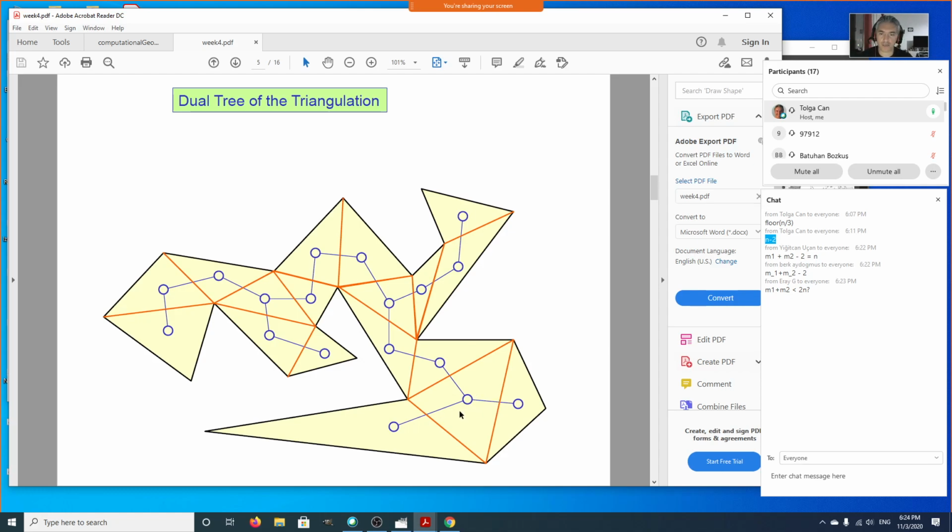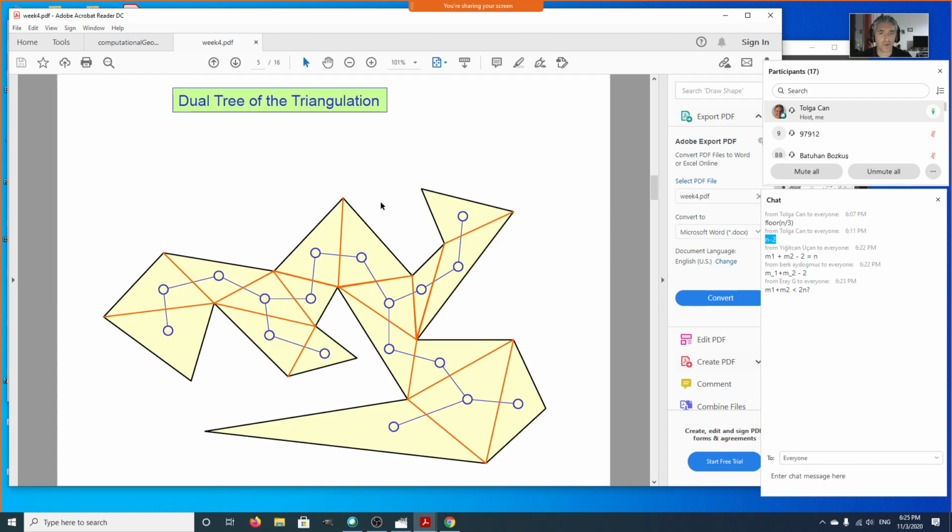For a simple polygon, this dual graph of this triangulation will always be a tree, and hence it's called the dual tree of the triangulation. There will be exactly N minus 3 edges, N minus 3 diagonals here. We can also prove that actually. And with these N minus 3 diagonals, we will always have a tree.